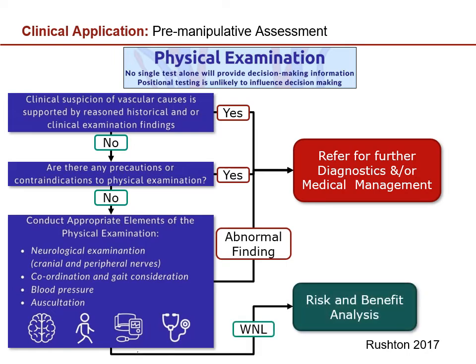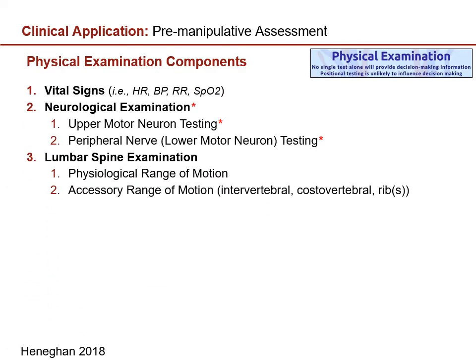All right, so then if all within normal limits, then you can proceed with the risk and benefit analysis, which we'll go through in detail. So the physical examination components that would otherwise guide you to determine whether this person is appropriate for manual and or manipulative therapy would be their vital signs, their neurological examinations, upper and lower motor neuron testing if indicated, right?